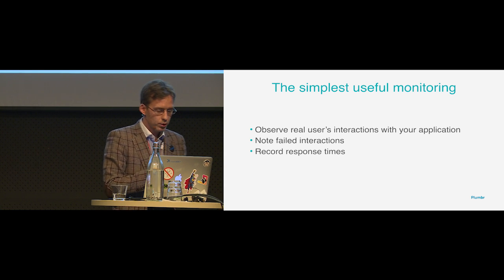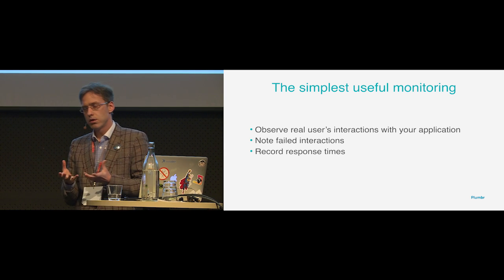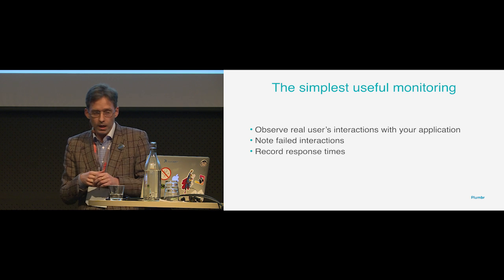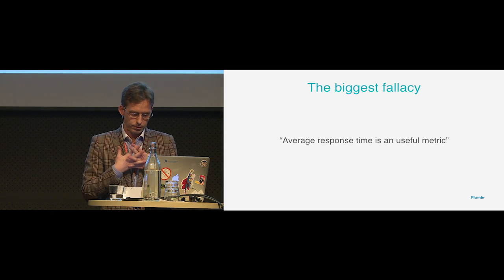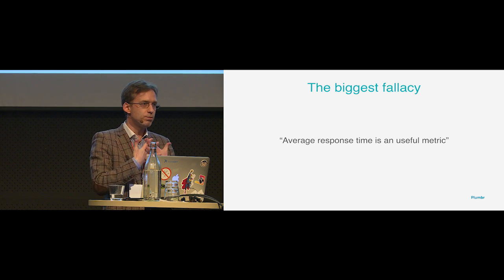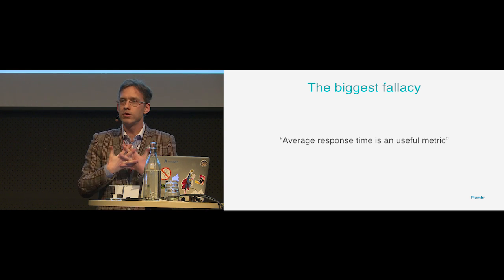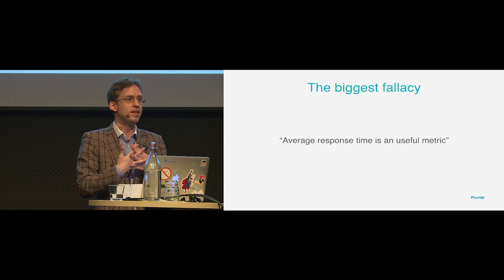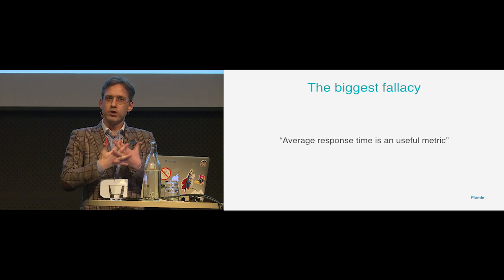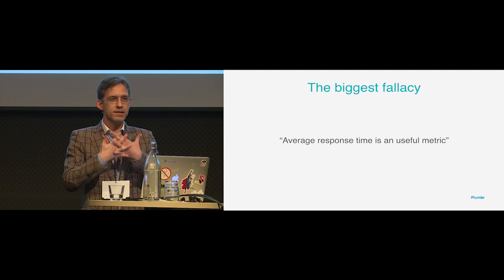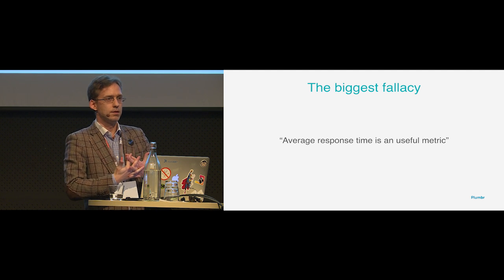But here, if we talk about performance and the speed of your application, we have one big problem. The biggest fallacy of performance monitoring is that average response time means something useful. Average response time is an anti-metric.